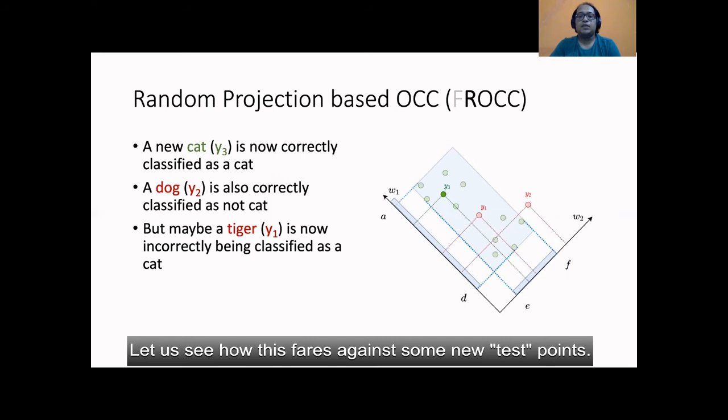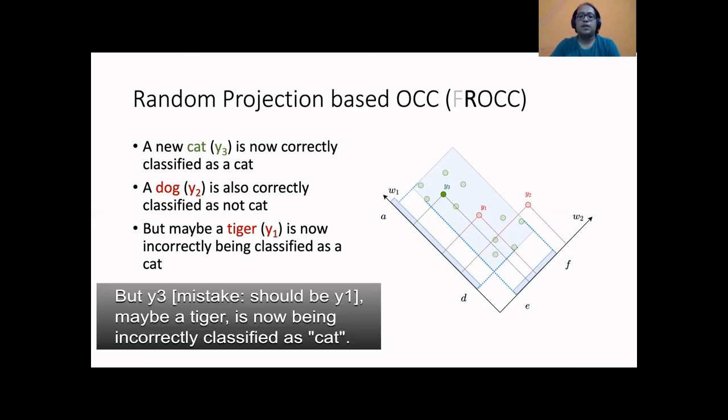Let us see how this fares against some new test points. A new, previously unseen cat, Y3, is now correctly classified as cat. A dog, Y2, is also correctly classified as not cat. But Y3, maybe a tiger, is now being incorrectly classified as cat.